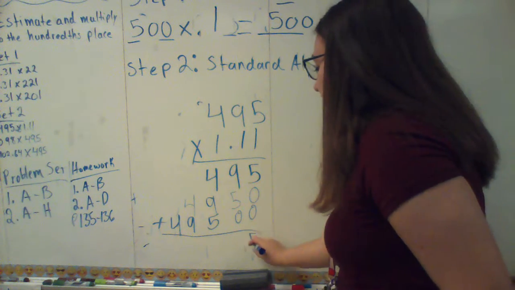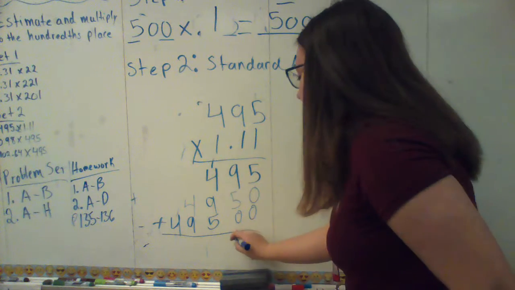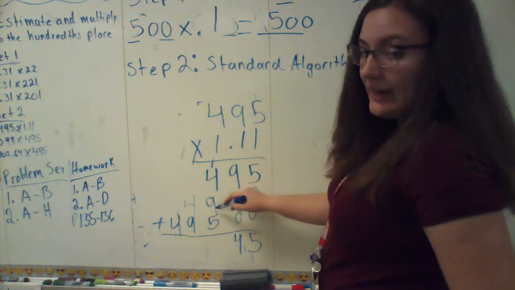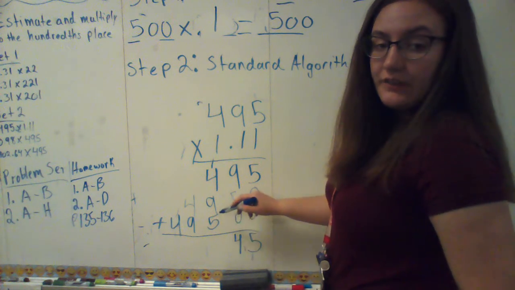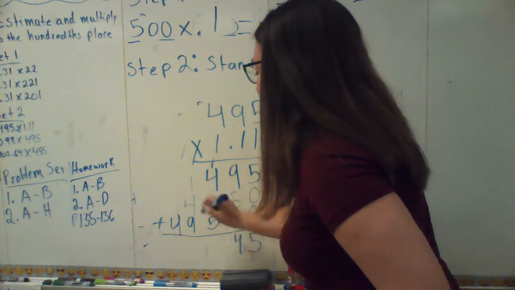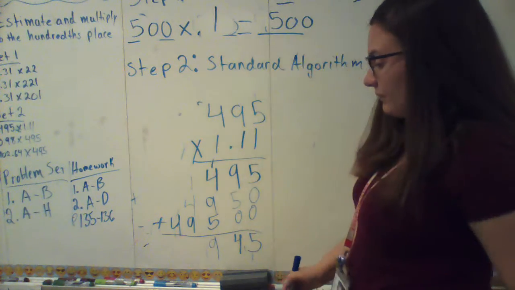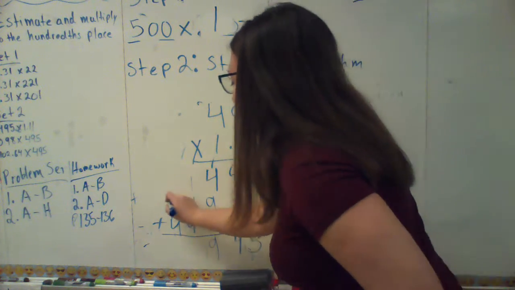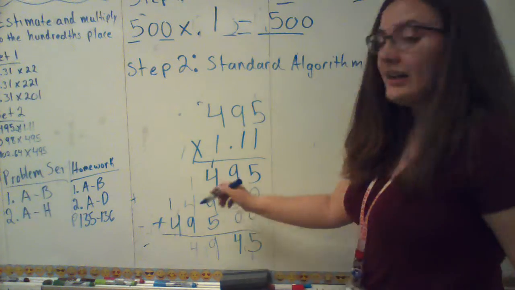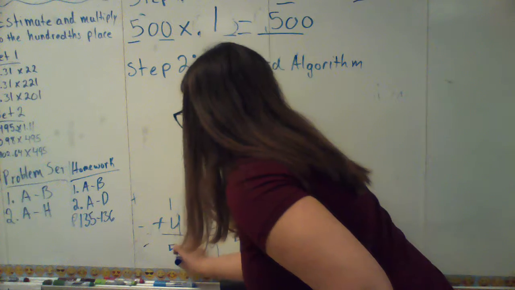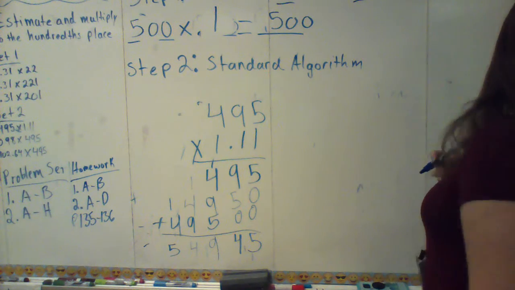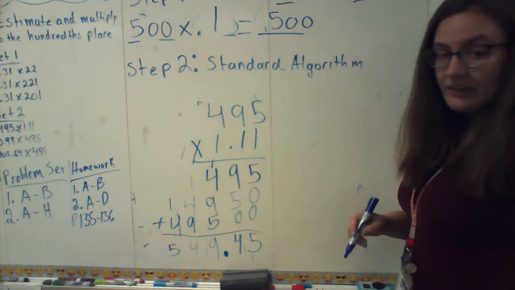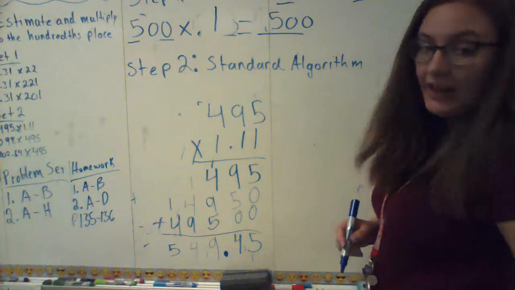I have 5 plus 0 plus 0, which is 5. 9 plus 5 is 14. I carry the 1, leave the 4. Then I have 1 plus 9, which is 10. 10 plus 5, which is 15. And 15 plus 4, which is 19. So I carry the 1, leave the 9. Then I'm going to do 1 plus 9, which is 10. 10 plus 4, which is 14. Carry the 1, leave the 4. And then I have 1 plus 4, which is 5. I now need to figure out where does my decimal go. And I know that has to go straight down. And my answer is 549 and 45 hundredths.